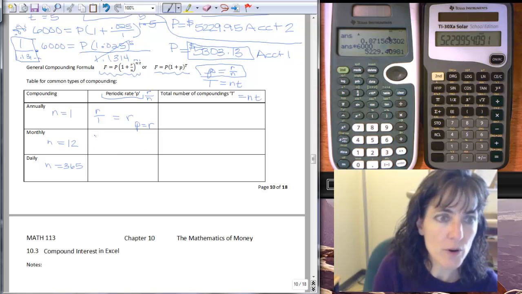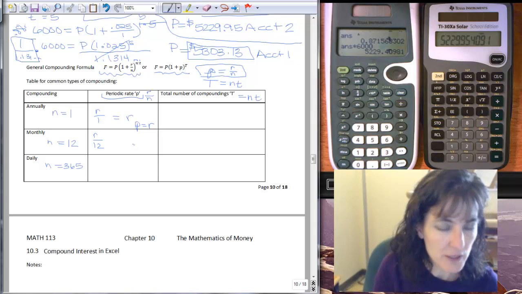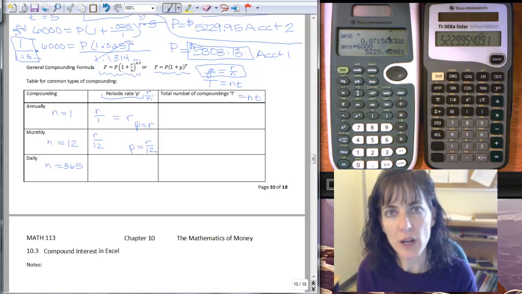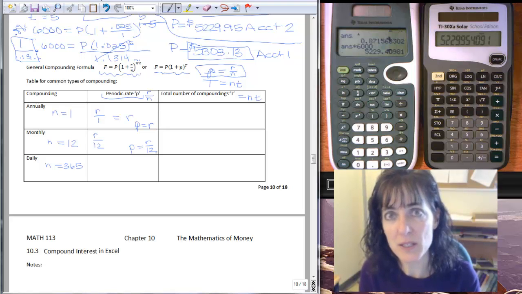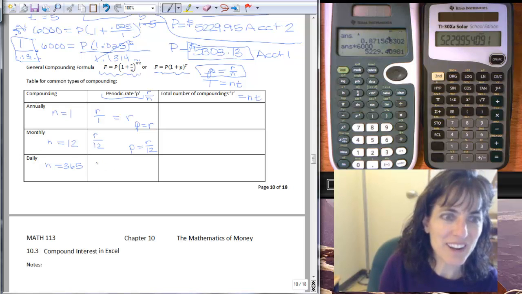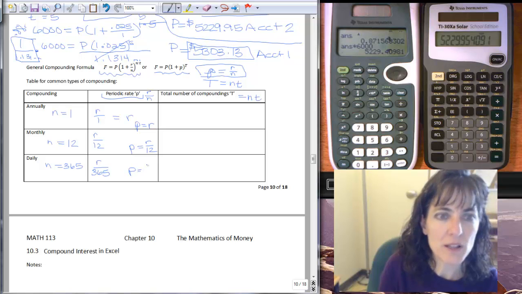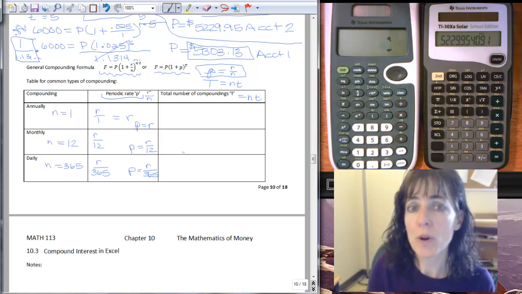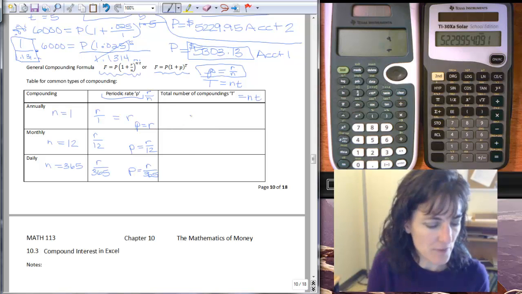If we have monthly, however, and we do R over N, we have R over 12. And so that's what our p is going to be, R, whatever the rate is, divided by 12. That's our periodic rate. And we saw that with the credit cards as well, where we had to divide by 365 because they were talking about a daily periodic rate. So this would be our daily periodic rate. I gave it away. R divided by 365. So our p is R over 365. And that's the little p. So our periodic rate for daily is going to be whatever your APR is divided by 365.